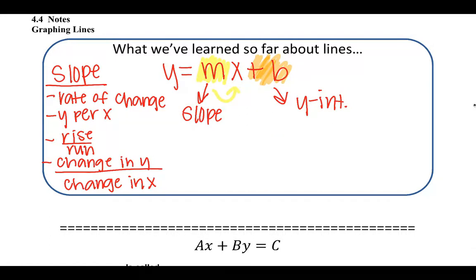And with slope, remember that video we watched? And we had the mountain, and we had puff, puff, positive, nice, negative. This is 0, fun, and undefined. Those are the different slopes we could have. Every line has a slope. It's one of those four: positive, negative, 0, or undefined.